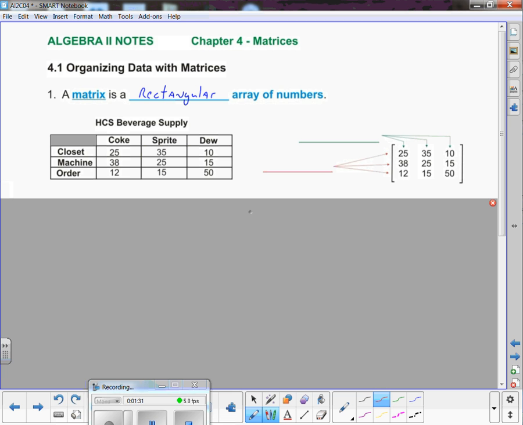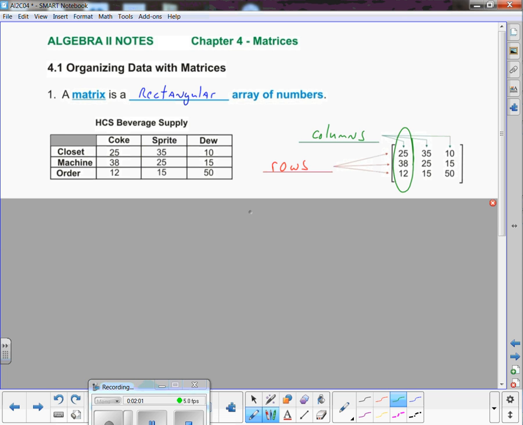You talk in terms of rows. So take your red there. And we have 3 rows in this matrix. So you got your top row, right? And then you've got your middle row, 38, 25, 15. And then, of course, your bottom row, 12, 15, 50. So each matrix is made up of its rows, and then I'm going to grab my green, and of course it's columns. It's rows and it's columns.